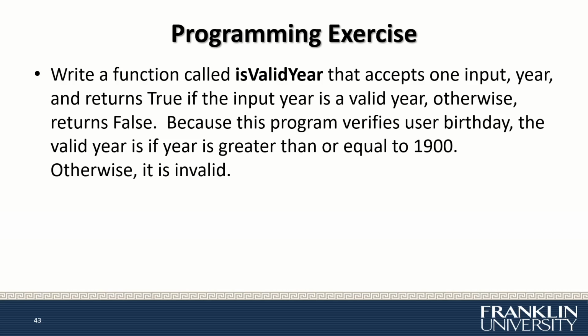Write a function called isValidYear that accepts one input, year, and returns true if the input year is a valid year, otherwise return false. Because the program verifies birthdays, the year is valid if it is greater than or equal to 1900. So we make a cutoff point. Nobody born before 1900 is probably still alive, assuming.